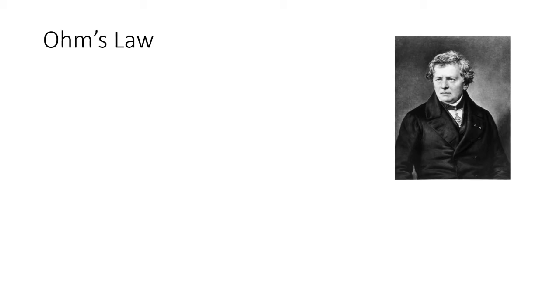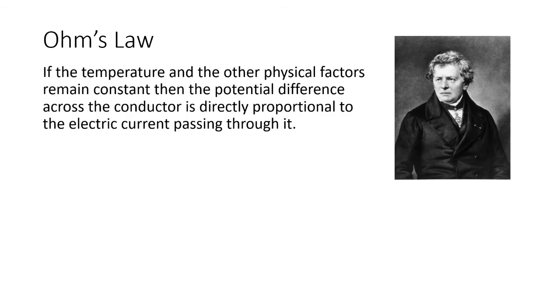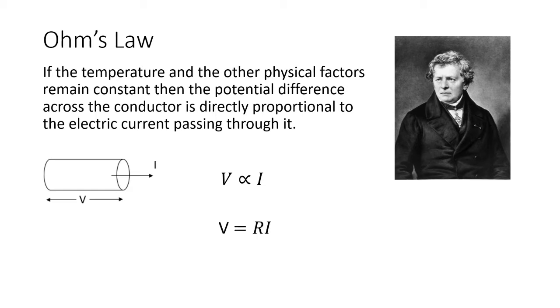Ohm's law was published in 1827 by the German physicist George Ohm, and it says if the temperature and the other physical factors remain constant, then the potential difference across the conductor is directly proportional to the electric current passing through it. So I can write the potential difference V is proportional to capital I, that's the current passing through the conductor. Therefore V equals RI, where R is the proportionality constant and it is the resistance of that conductor. So I can write V equals IR.